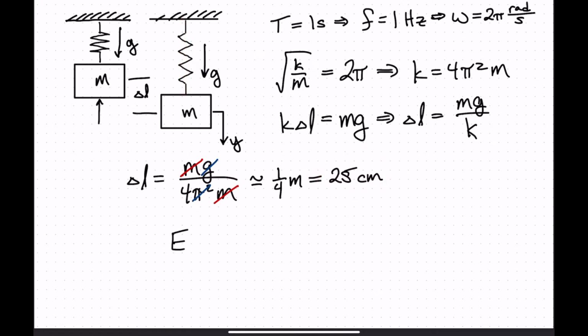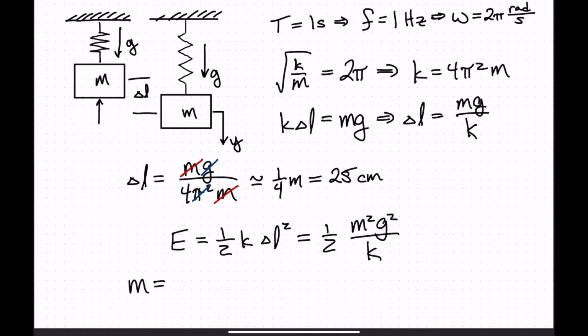The energy stored in the spring is 1/2 k delta L squared. Substituting in for delta L, we have 1/2 m squared g squared all over k. So that tells us how much energy is stored in the spring. Let's say Steve is 80 kilograms, which is probably an overestimate, but you can always add weight to a person, and it's very difficult to subtract weight from a person. So an overestimate's good here.